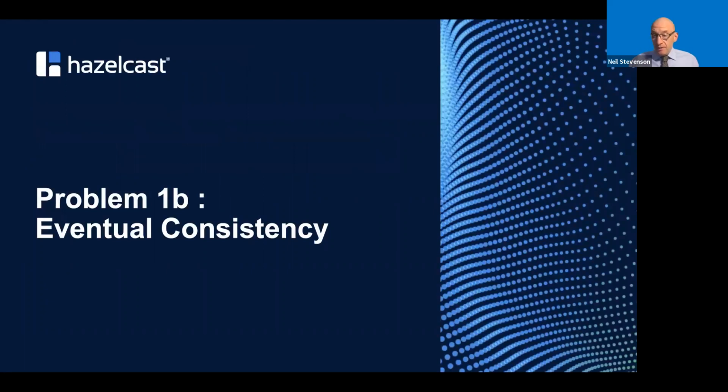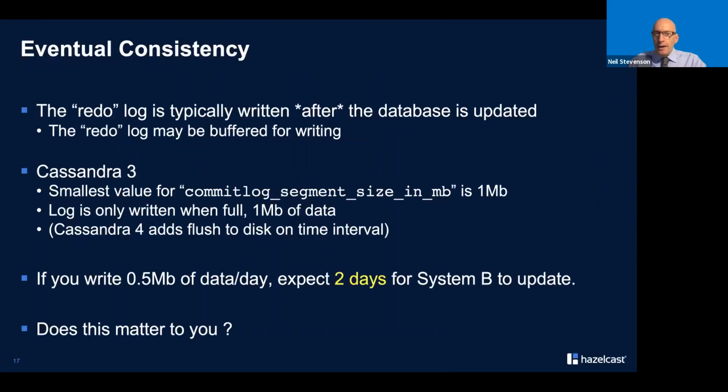So problem 1B, which is kind of the same, is eventual consistency. Now, when I said System A updates and then a second later System B updates, that's the usual flow, but it's not guaranteed. The redo log is written out, but this redo log wasn't intended for CDC. So sometimes there's some sort of buffering for writing. So it might not be visible for you to scrape that data from it for some period of time, an undefined period of time.